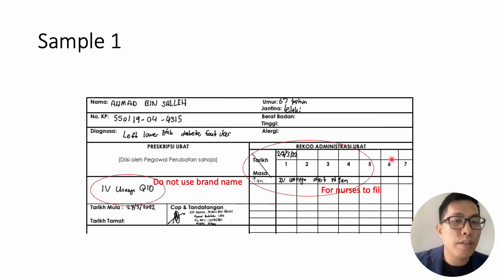And then this record administrasi ubat is for nurses to fill in. When the nurse dispenses the medication and gives it to the patient, and the patient has taken the medication, the nurse will sign it. So this is an indication the medication has been served. Sometimes the patient has fever, for example, and you see the fever is not subsiding. You just need to counter check whether the medication has been served or not. It is not rare for this to happen. Sometimes the nurses are too busy, they overlook things.